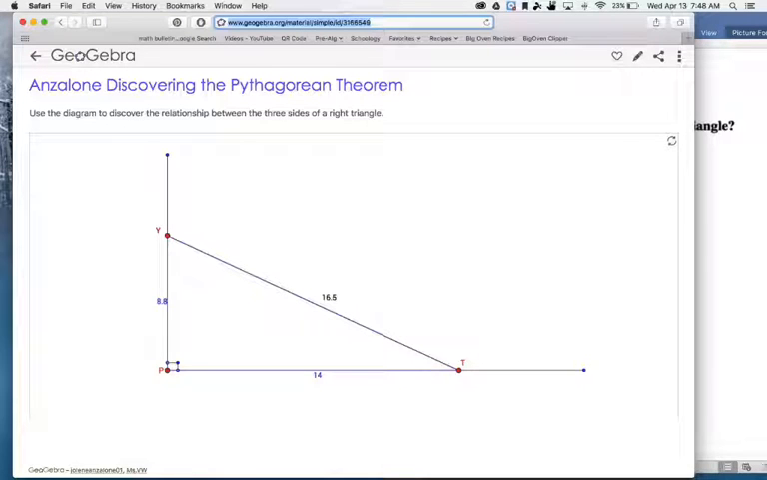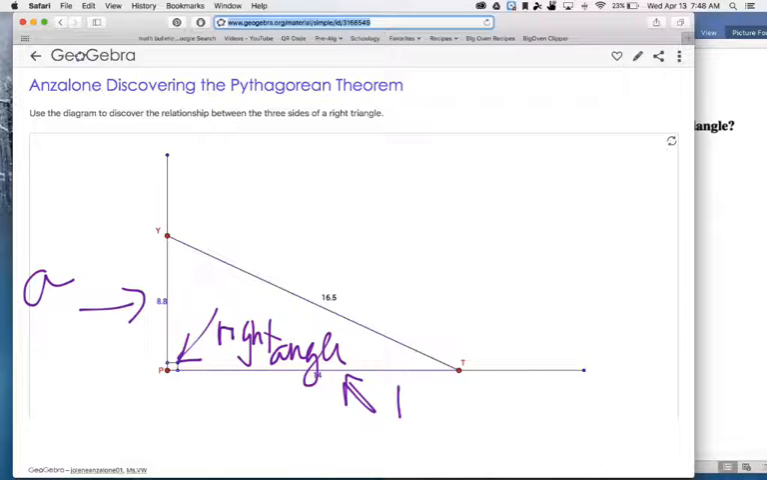Okay, so we're going to take a look at the web program that you're going to use with your worksheet. You'll see the website you see on your screen in the Schoology post. And what we have here is a triangle. It's a right triangle. Right here we have a right angle. On one side we have our A leg, and the next side we have our B leg, and then we have our hypotenuse.